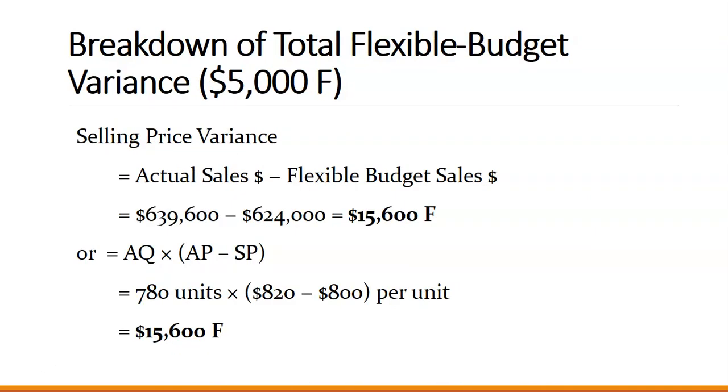We can break down that total flexible budget variance even further. We can look at our selling price variance. What were our actual sales compared to our flexible budget sales? That is our actual quantity of units times the actual price minus our standard or budgeted price.